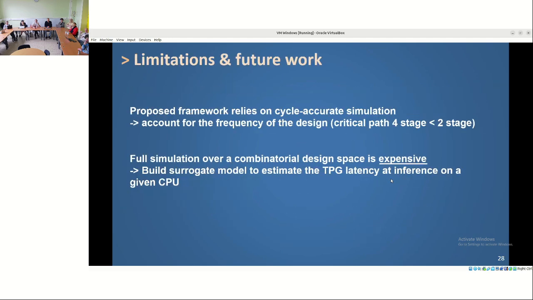Limitation and future work include proposing a framework where we do not rely on cycle-accurate simulation anymore. The objective of this is to account for the frequency of the design, because here our design space is a bit biased by the fact that four-stage designs have lower critical paths than two-stage, so the frequency should favor a bit higher pipeline stage architecture. And full simulation here makes our design flow really expensive, so we could build surrogate models to estimate the TPG latency at inference on a given CPU without doing full simulation.